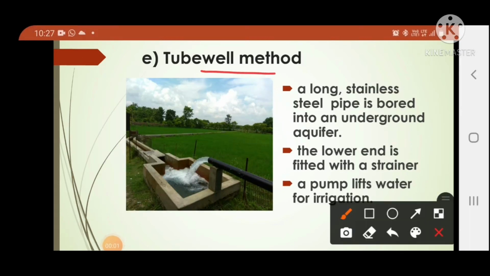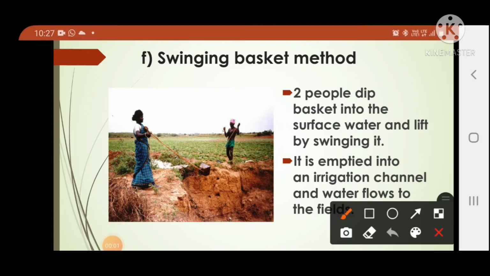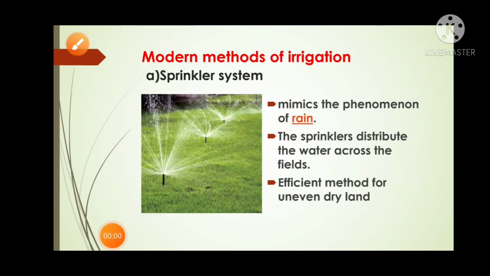In tubewell method, there is a long stainless steel pipe which is bored into an underground aquifer. The lower end is fitted with a strainer and a pump lifts water for irrigation. In swinging basket method, people dip the basket into the surface water and lift by swinging it. It is emptied into irrigation channel and water flows to the field. These all traditional methods are time consuming and not very efficient.